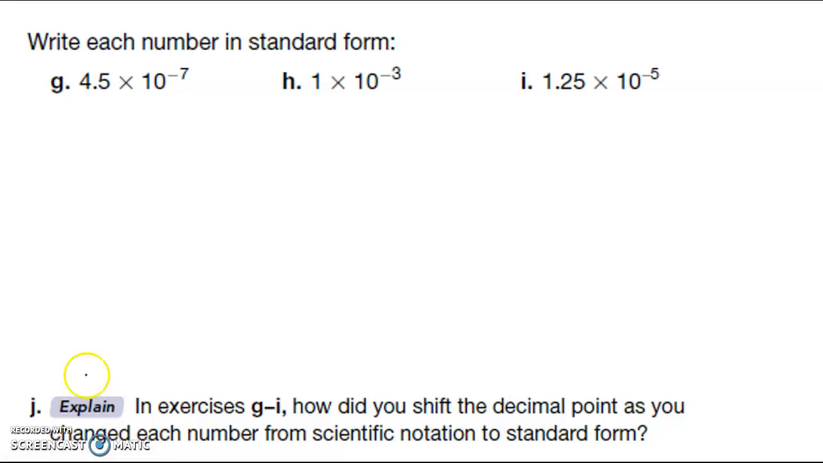Then this says write each number in standard form, so we're going backwards. Knowing that this is negative, I know the decimal point is going to go that direction, and it's going to be a very small number. I'm going to start my 4.5 here. I have to go 7 places: 1, 2, 3, 4, 5, 6, 7. I always put a 0 in front of my decimal point to make sure that's where the decimal point is. So this is 0.000 and so on.